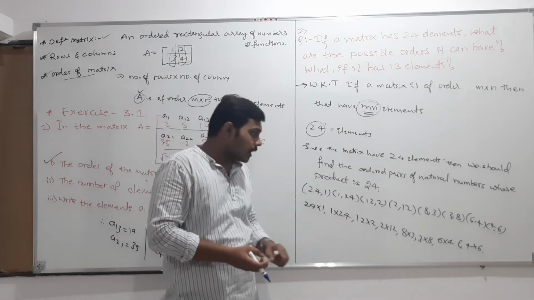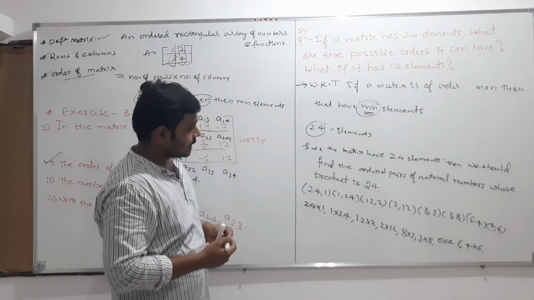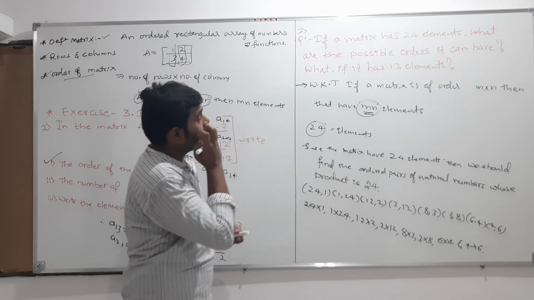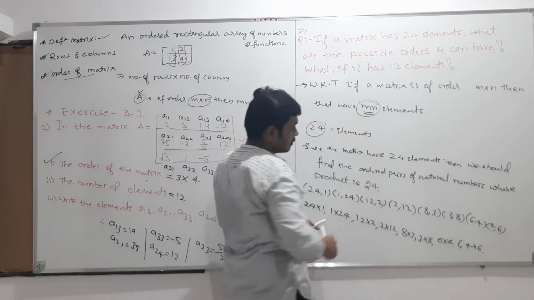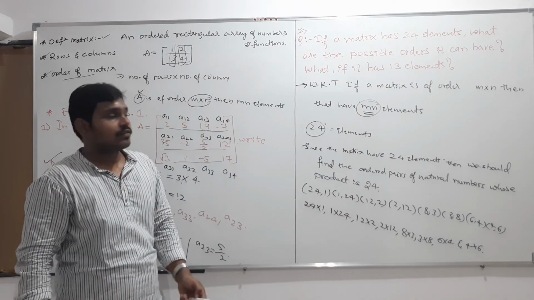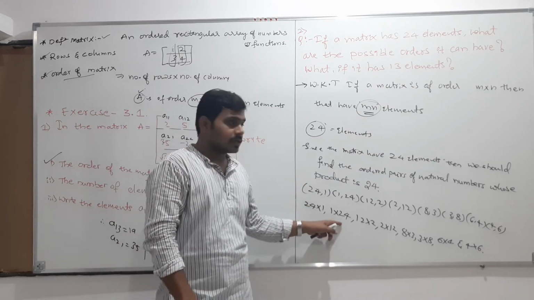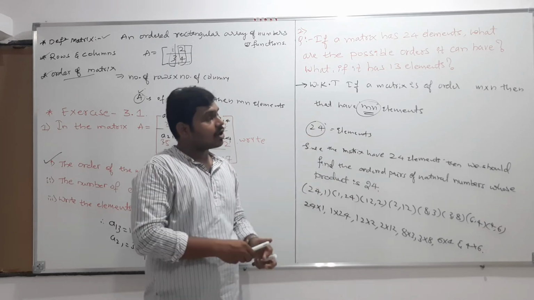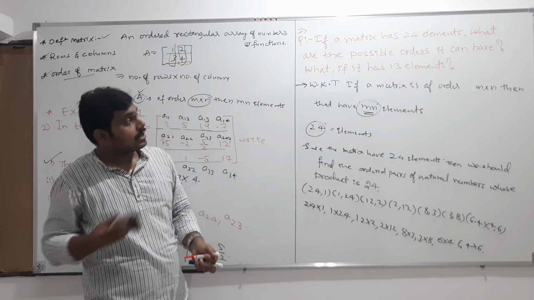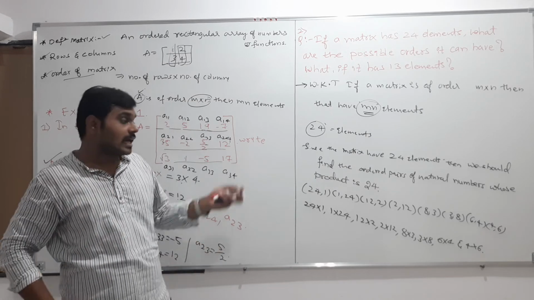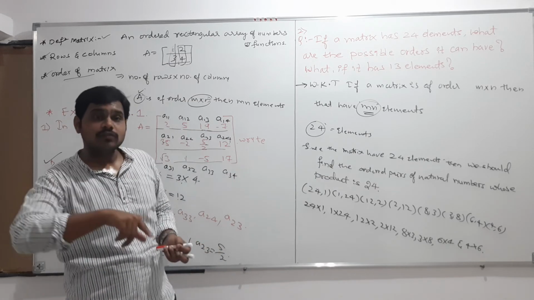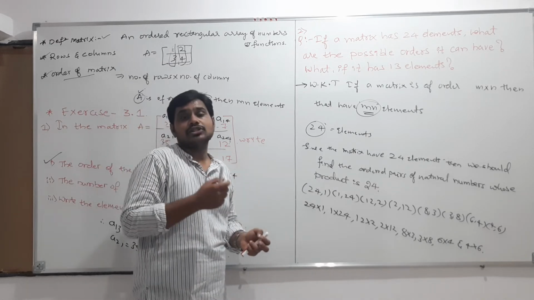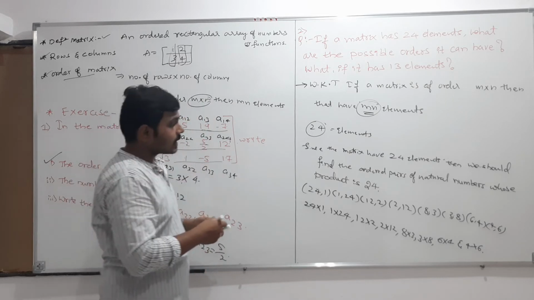And next we will discuss the second question. The next question we are discussing is: what if it has 13 elements? If the matrix has 24 elements, then these are the possible orders, and similarly we are going to find the orders for 13 elements. Again we should find the two natural numbers whose product is 13. So what are those? Here it is.